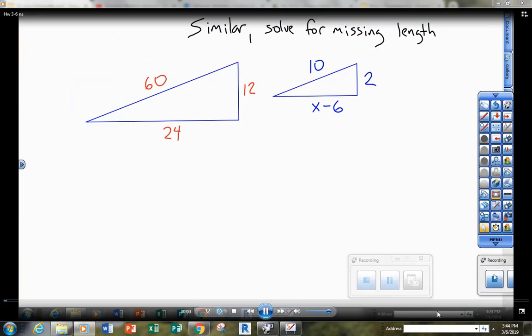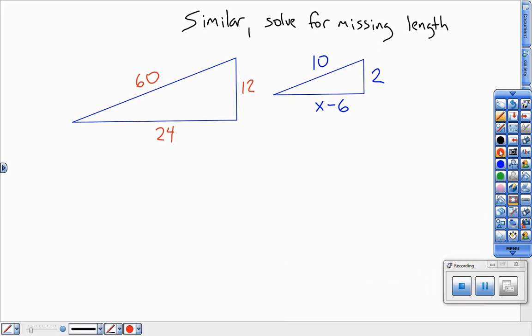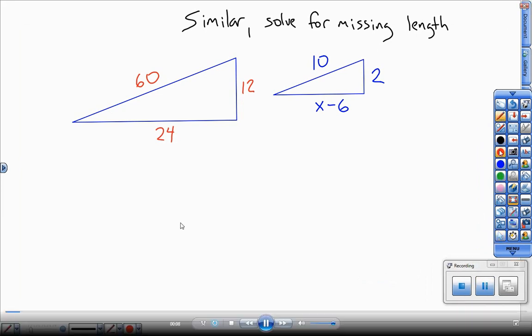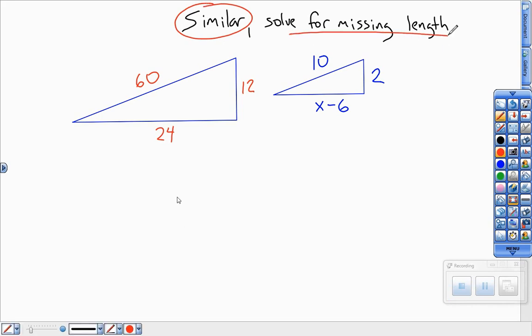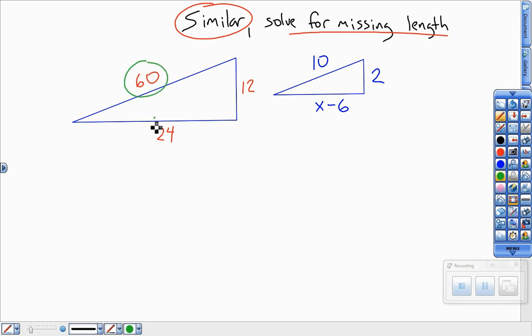I want you to find that missing length. The first word is I. So when I set this up, there are multiple ways I could do this. Since they're similar, just remember again, there's more than one way to set this up, but if you do it consistently correct, you'll always get the same answer.